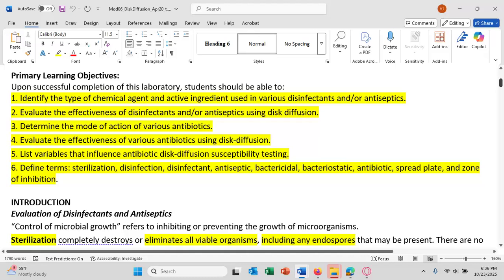And then six, define the terms sterilization, disinfection, what's a disinfectant, an antiseptic, a bactericidal agent, a bacteriostatic agent, an antibiotic, what's a spread plate, and what is a zone of inhibition. Any questions about any of this?